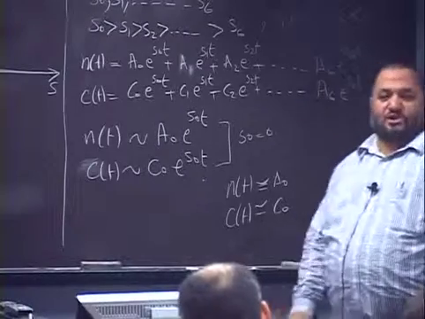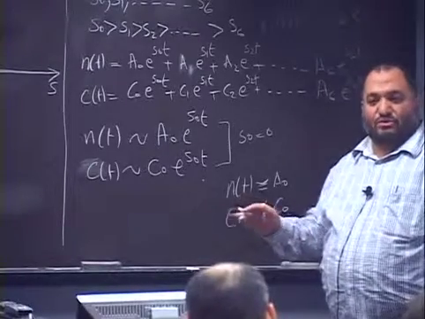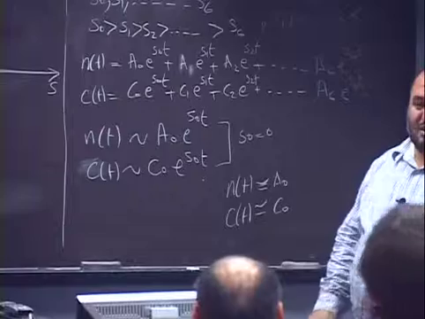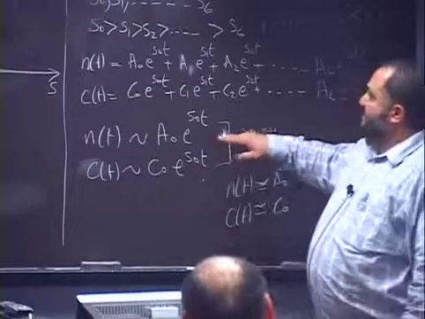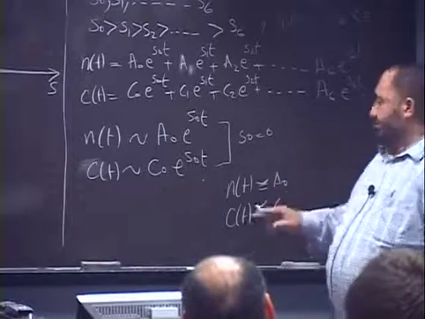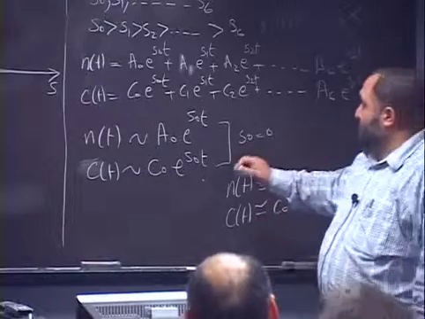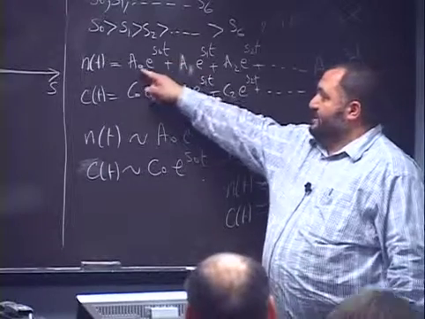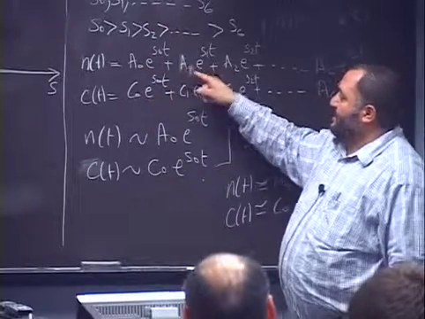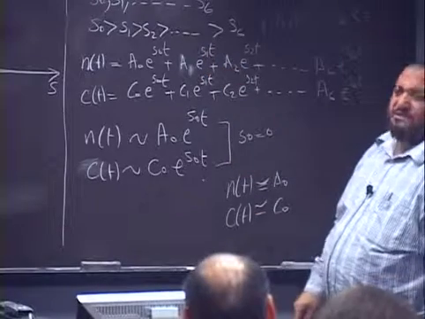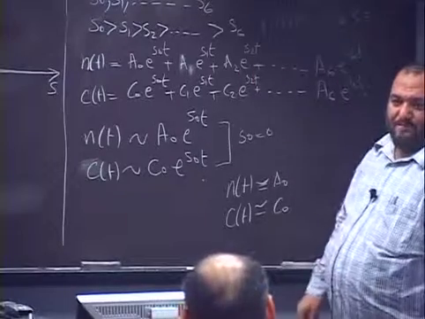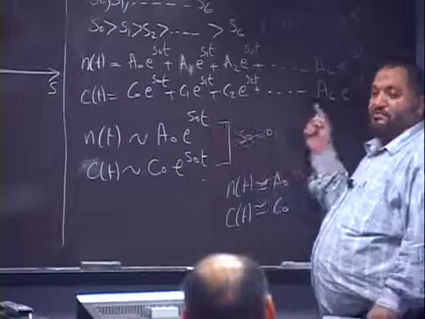So your neutron population will be constant with time, and your neutron delayed precursor concentration also will be constant with time. But it will take a very short time to reach the asymptote, because although S0 is 0 and this is 0, A0 multiplied by e to the power of 0 is 1. So this is A0 and this is C0, but A0 plus A1 e to the power of minus S1 t plus A2 e to the minus S2 t, and so on, will take time to decay out.